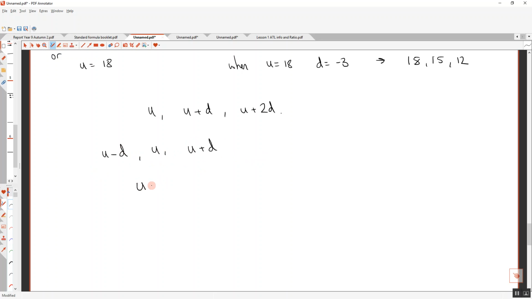It said that the sum of the 3 terms is equal to 45. So when I add these up, I'm going to get 3u is equal to 45, so u is equal to 15. That gives me my middle number there. And then I can just use the fact that the product of these 3 things is equal to 3240, and I can find out d really straightforwardly.